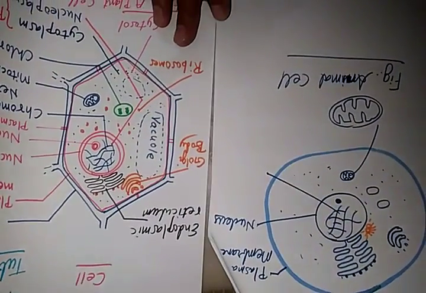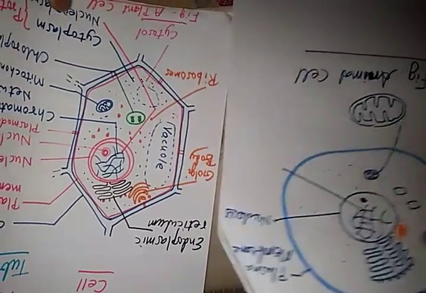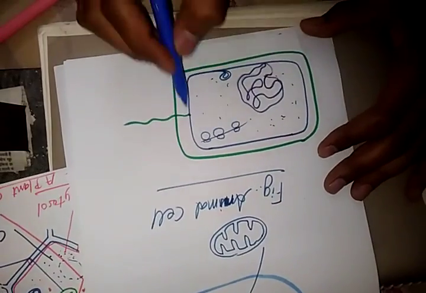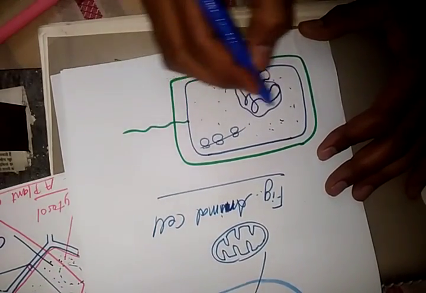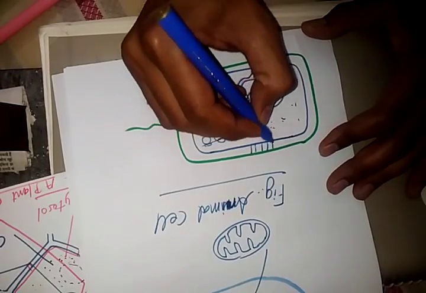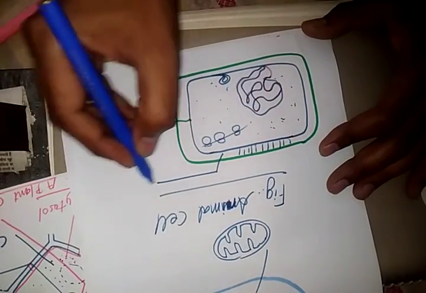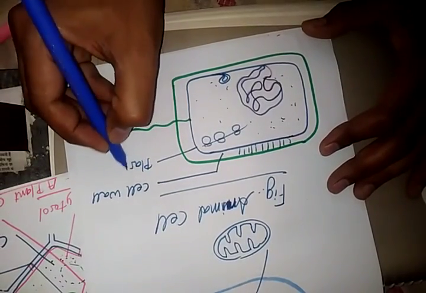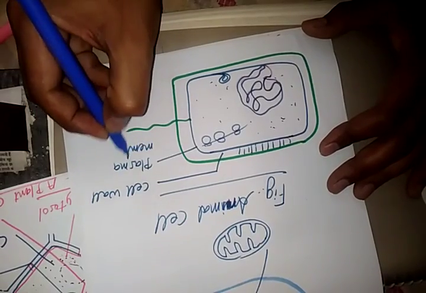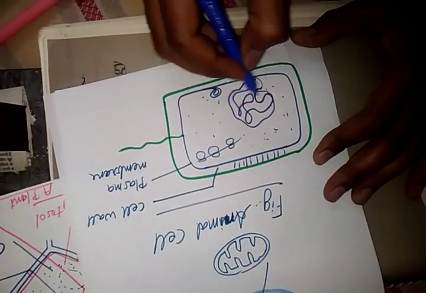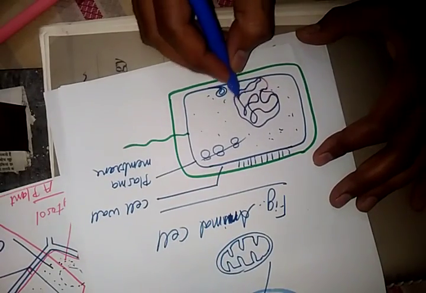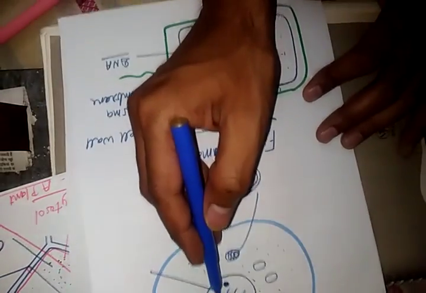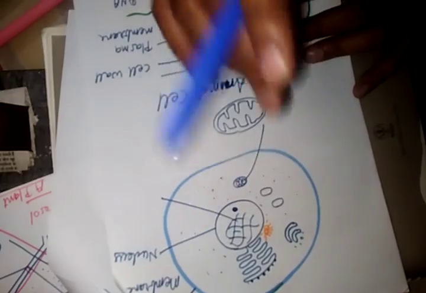Now we go further, and now I will explain to you bacterial cell. This is a diagram of a bacterial cell. Bacterial cell has a cell wall, a plasma membrane, but it doesn't have a nucleus. It contains DNA directly in its cytoplasm. Here the chromatin network can be considered as DNA for now.